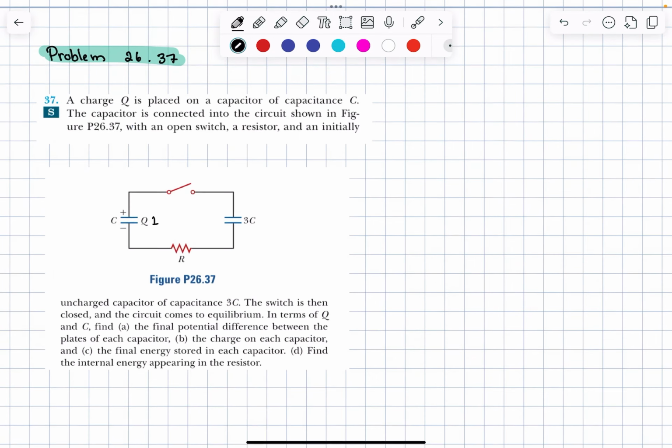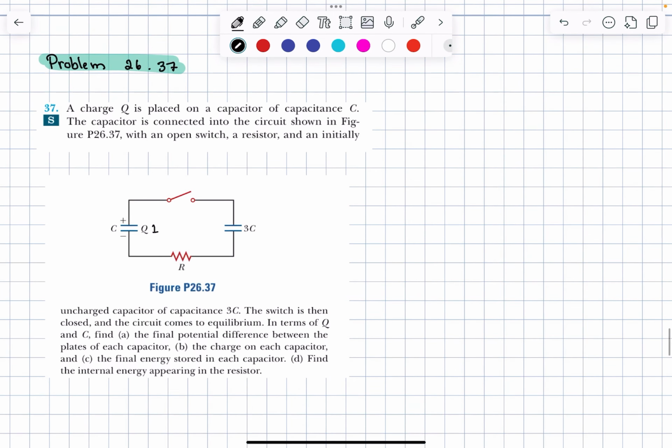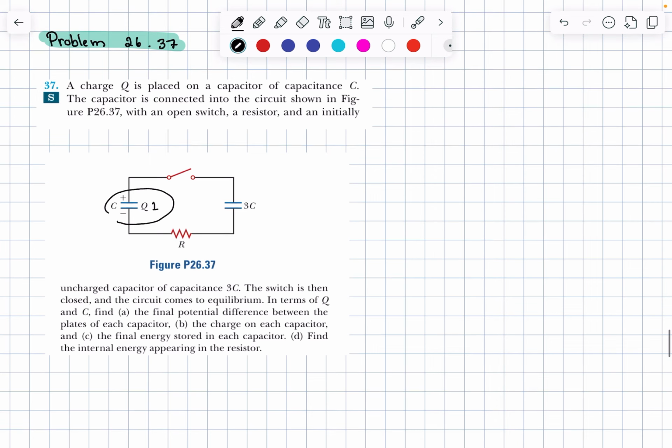This is problem 26.37, and we're told that a charge Q is placed on capacitor number 1. So this is capacitor number 1, and it has capacitance C. The capacitor number 1 is connected into the circuit as shown with an open switch, a resistor, and an initially uncharged capacitor. So this is capacitor number 2, and it has capacitance 3C, and initially it has Q equal to 0. Now, what we do is we close the switch and we see how the current flows.